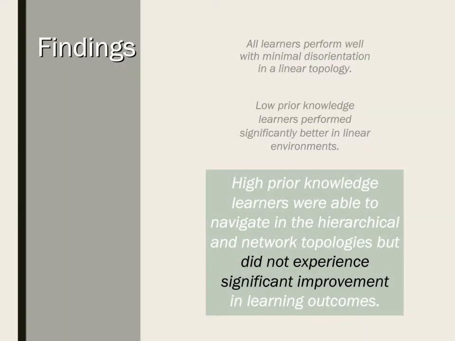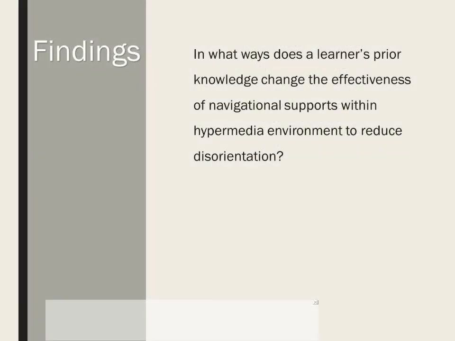High prior knowledge learners were able to successfully navigate in the hypermedia environments. Despite their ability to navigate the topologies, the high prior knowledge learners did not experience significant improvements in their learning outcomes. And finally, the third research question. How does a learner's prior knowledge change the effectiveness of navigational supports within hypermedia environments to reduce disorientation?